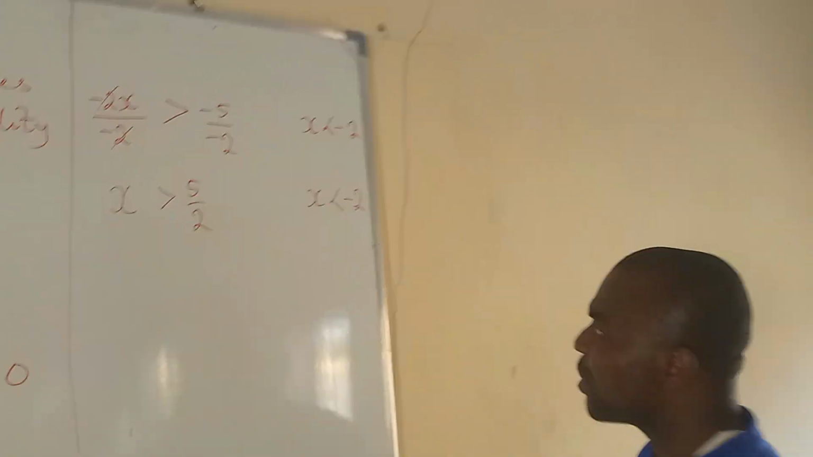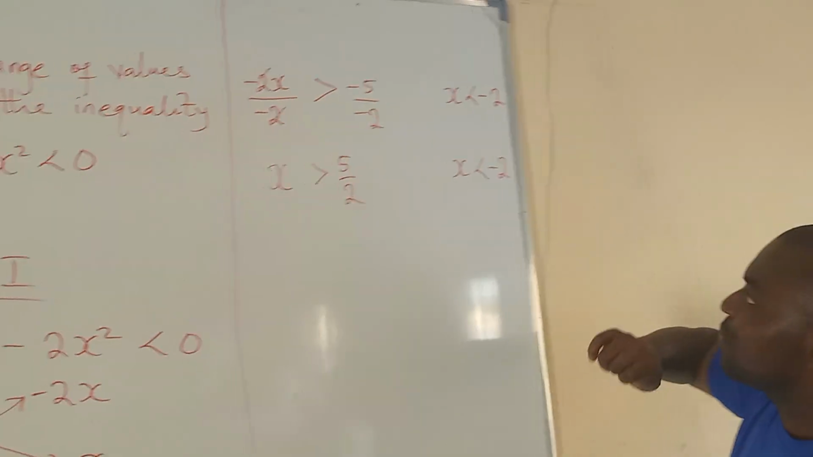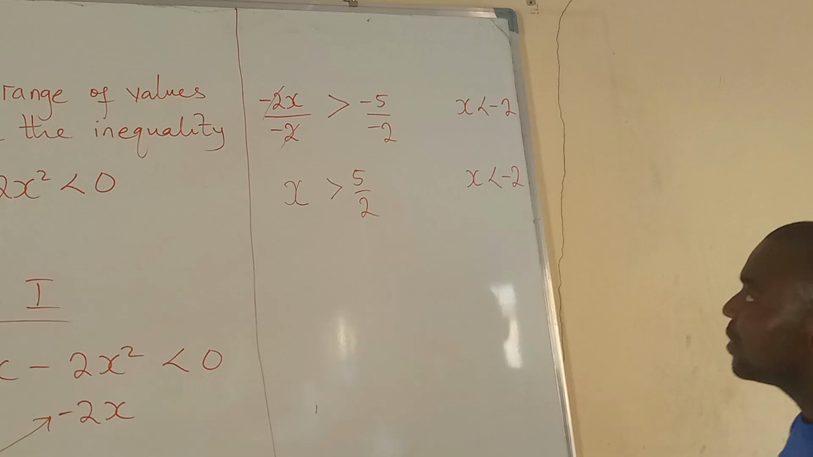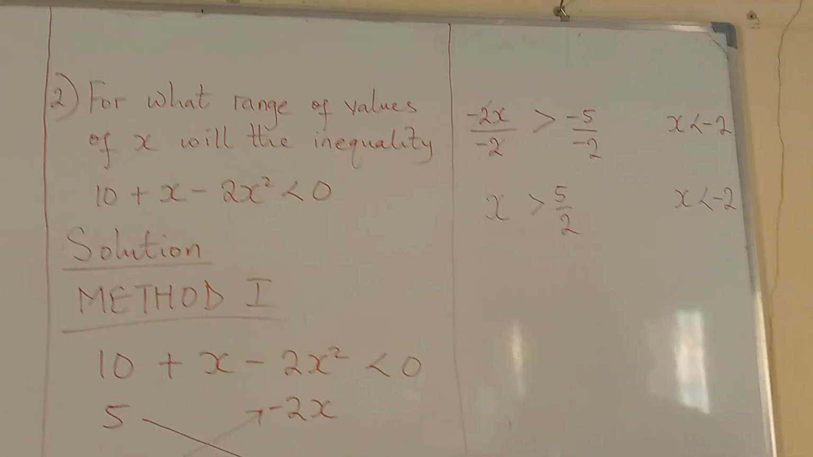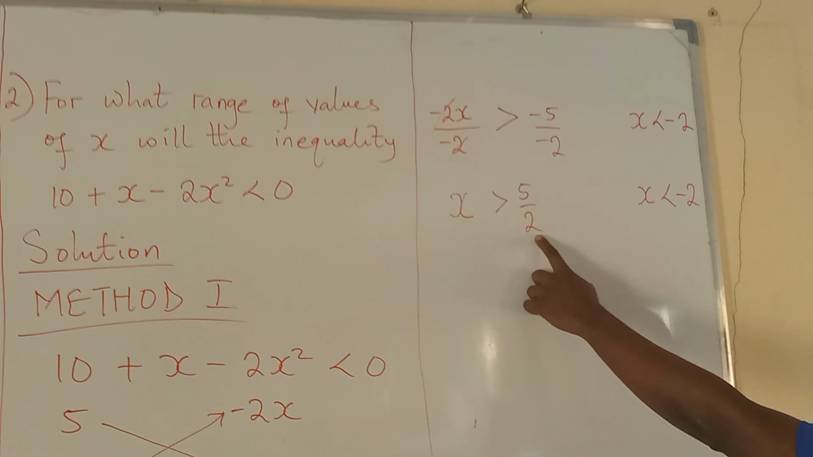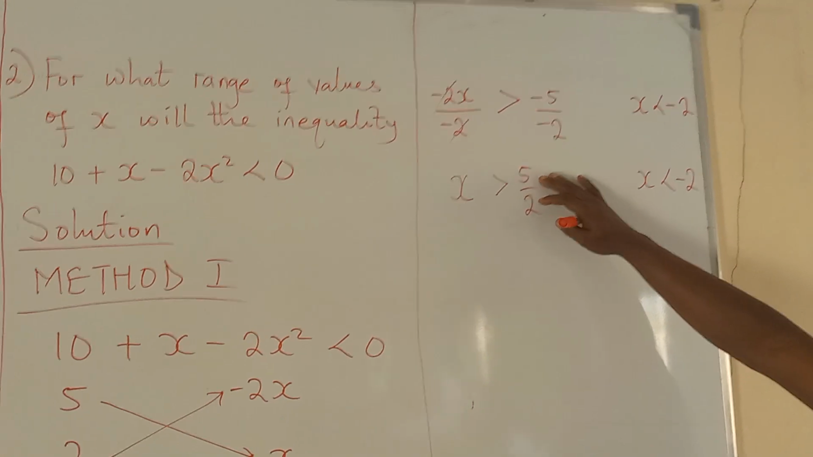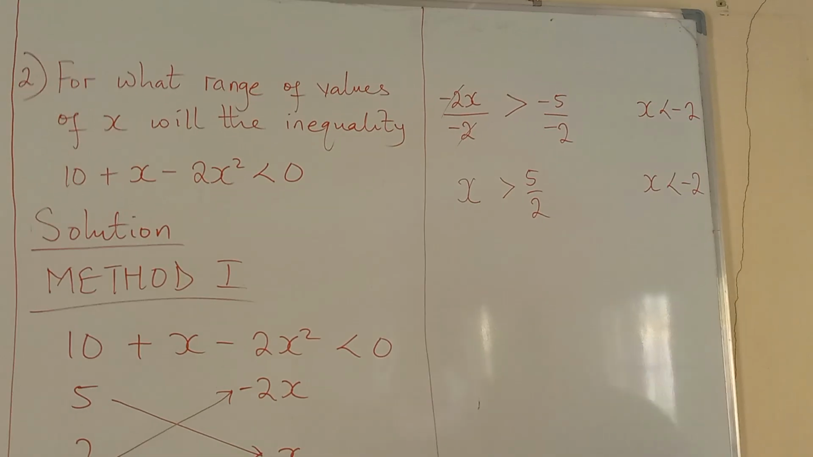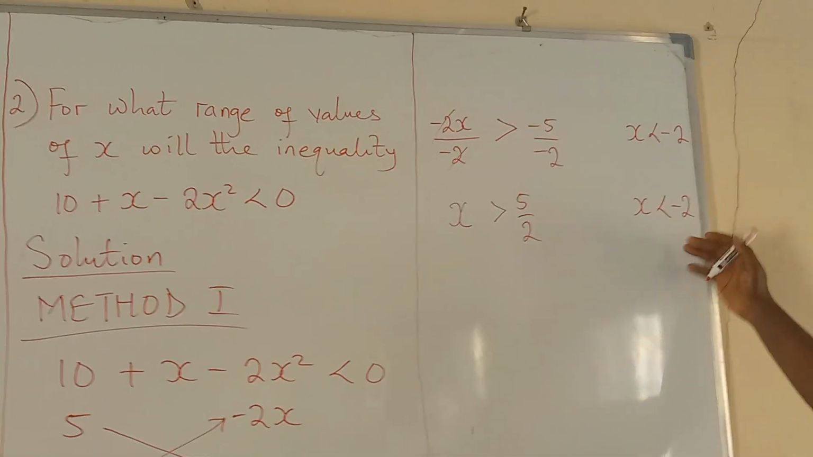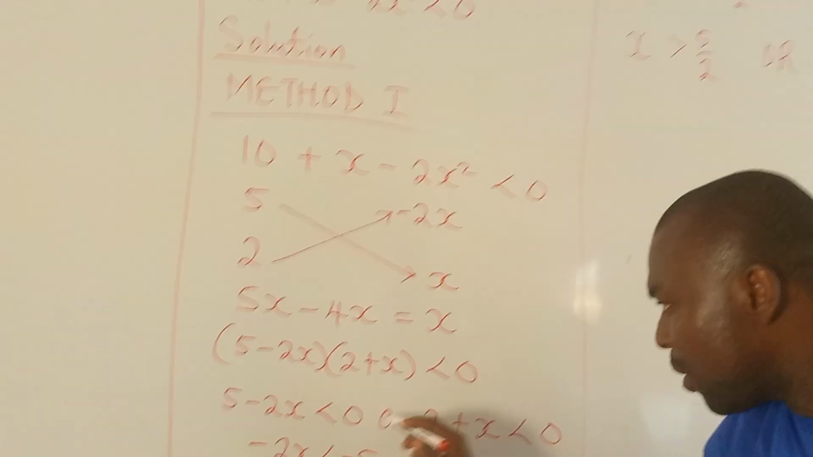x is less than minus 2. Now the next question is, in this space, do you write OR, or do you write AND, A-N-D? So for you to know the word to use, check between these two. Is it possible for a number to be greater than 5 over 2 and at the same time less than minus 2? It is not possible for a number to be greater than this and less than this. So we use the word or. Since it is not possible, we use the word or.